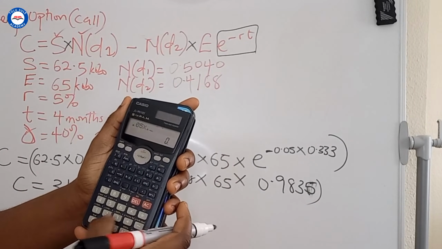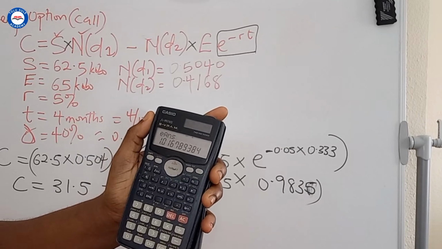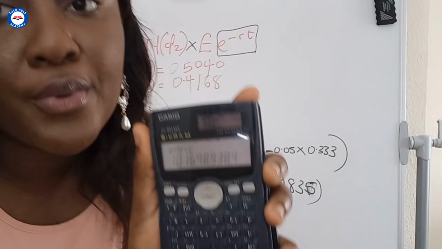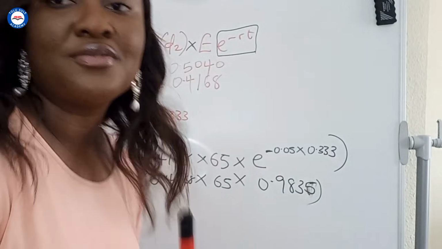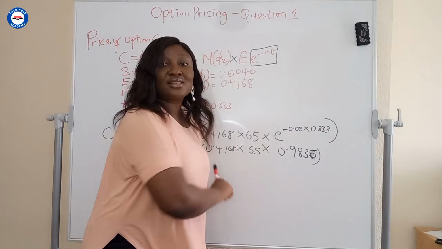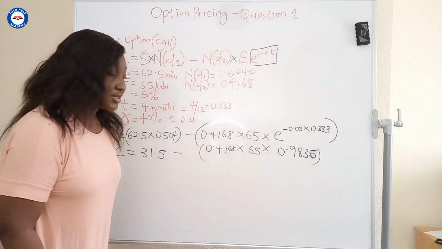0.05 multiplied by 0.33. Can you see? Shift e raised to power answer. You're having 1 point something instead of 0.9. You're having something greater than 1. Can you see that it is different? If you put that 1 point here, you have scattered the whole answer. So the simple things are where the complication of the question is.